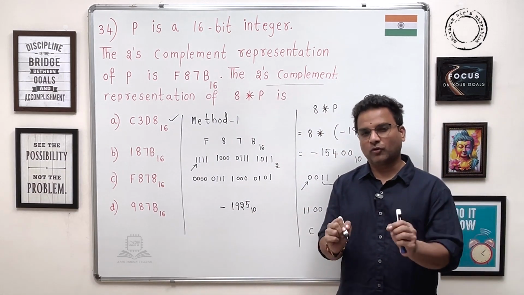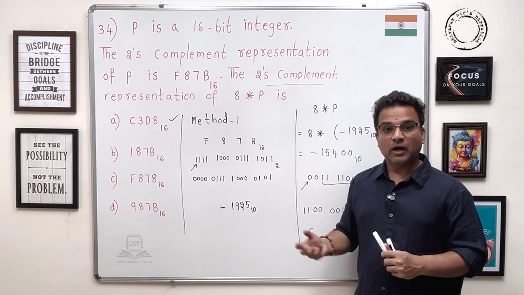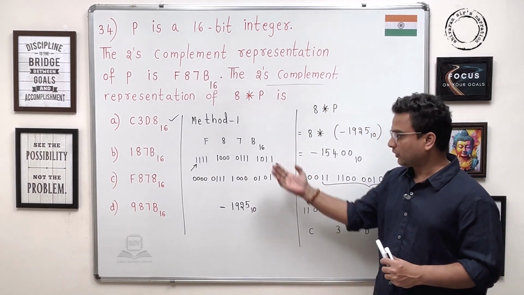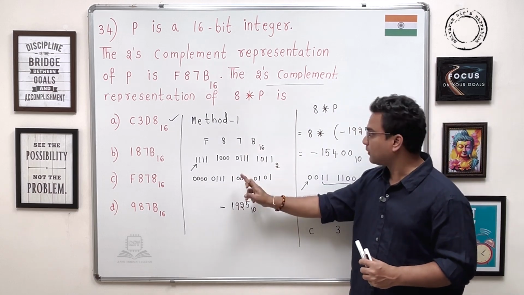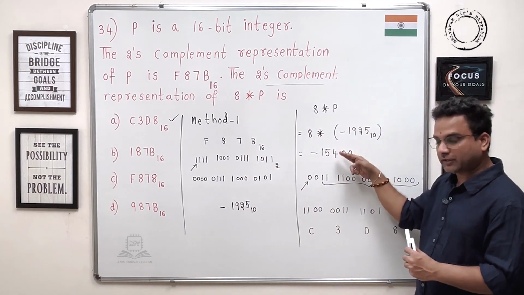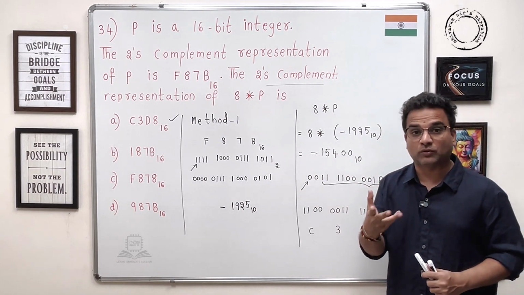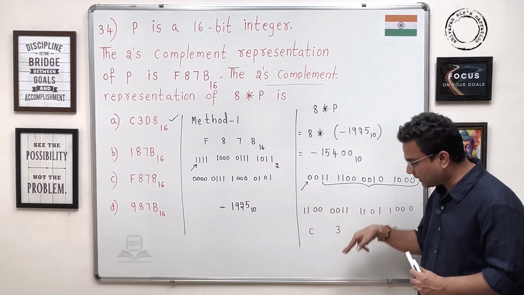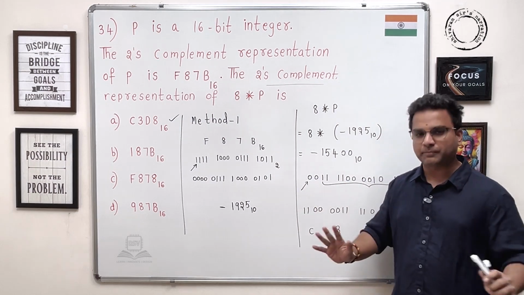But guys, you only observe how much effort we have to put in to reach the answer. You need to convert into decimal. Again, you need to multiply. Again, you need to convert into magnitude, 15,400. How much time will it take? Again, getting the 2's complement. Again, converting into hexadecimal. This is method 1.